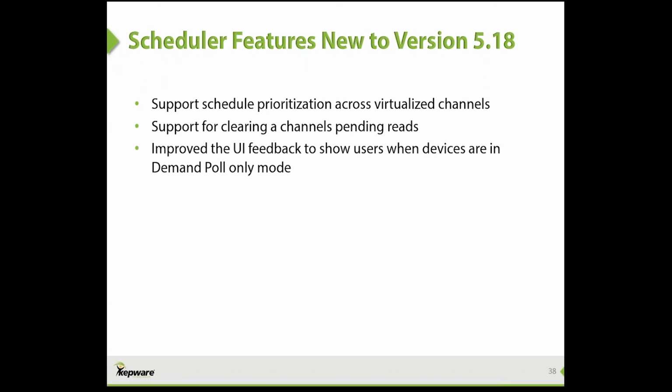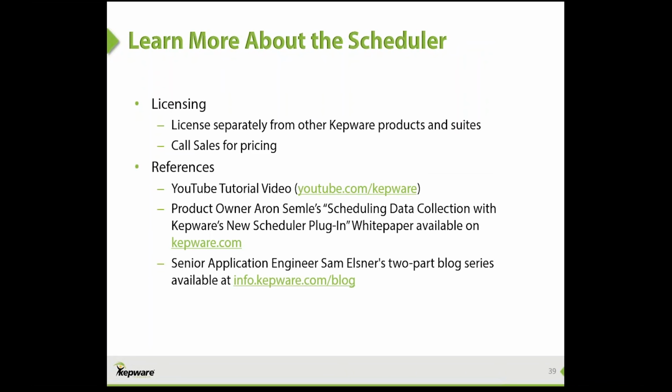We've improved the UI feedback to show users when devices are being scheduled, or what we call in a demand pull only mode. And we've added the ability to pull an EFM meter on demand. So that wasn't a possibility before. Now you can. So to learn more about the scheduler, again, we released that in 5.17.